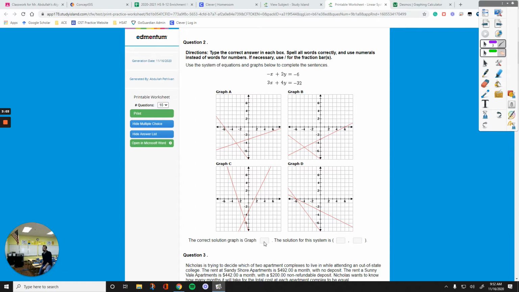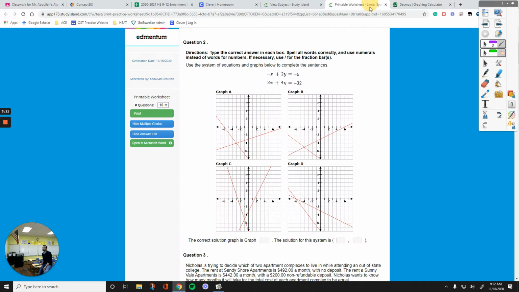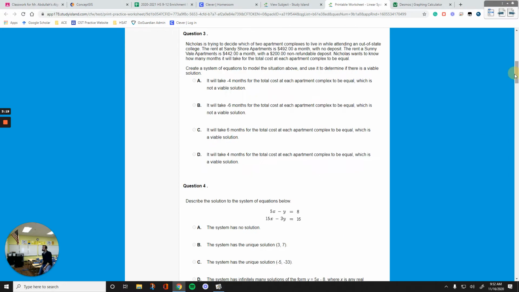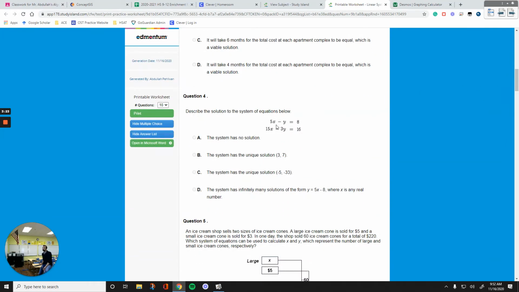You're going to put a letter in here, and then the solution for this system is, remember that point over here, 0, 3, that's our solution in the parentheses. So whatever your numbers are, you're going to put those numbers in these two boxes, okay? So let's scroll down a little more to see if we have different questions. Okay, same in here. Type them in and see if the lines match.